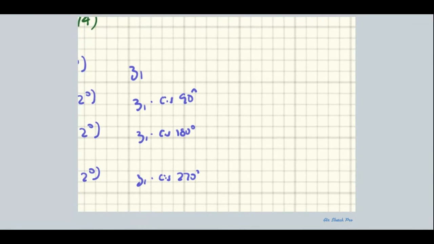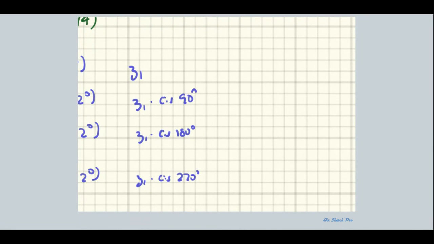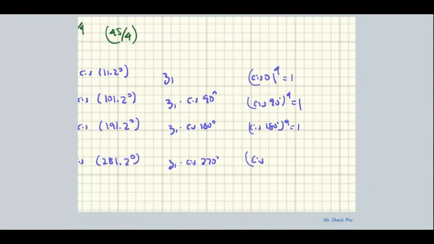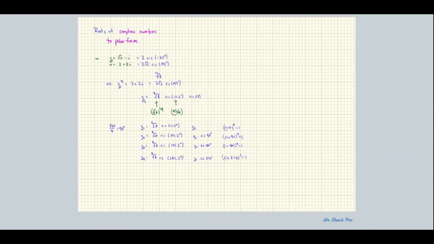Because the idea here is that all of these, cis 0 to the 4th is 1, cis 90 to the 4th is 1, cis 180 to the 4th is 1. And so multiplying each of these, taking each of these to the 4th power and multiplying it in, doesn't change the fact that it's a solution. And that's the trick on calculating this. And I'm out of time, and so I'm going to stop my recording.